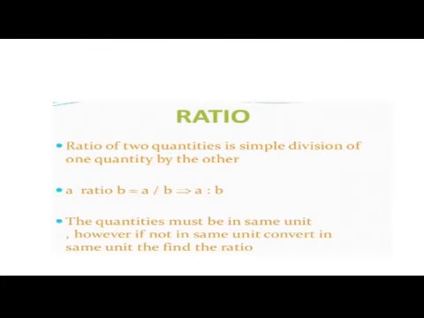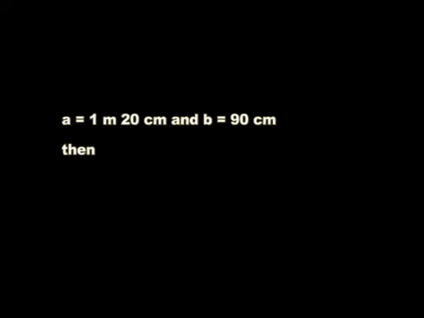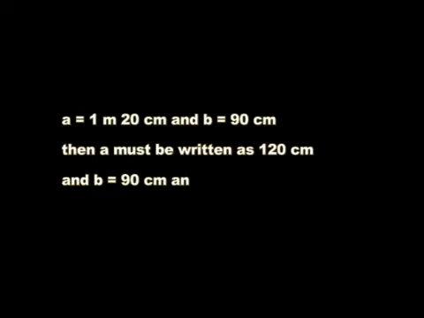When two quantities A and B are compared, they must be in the same unit. For example, if A is equal to 1 meter 20 centimeter and B is equal to 90 centimeter, then A must be written as 120 centimeter and B is equal to 90 centimeter, and the ratio A is to B is 120:90.